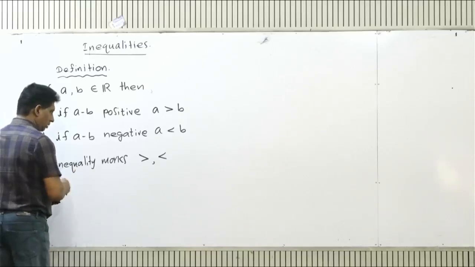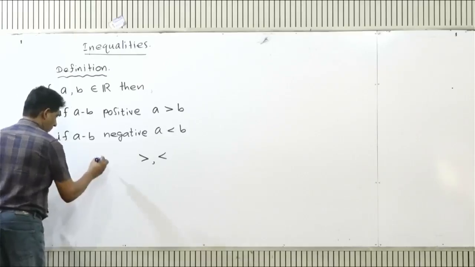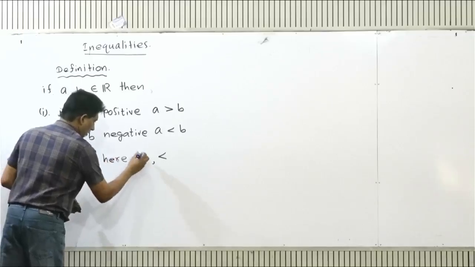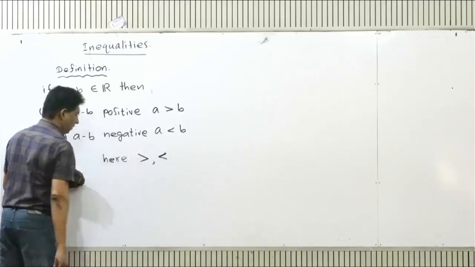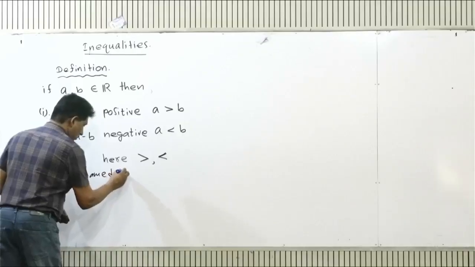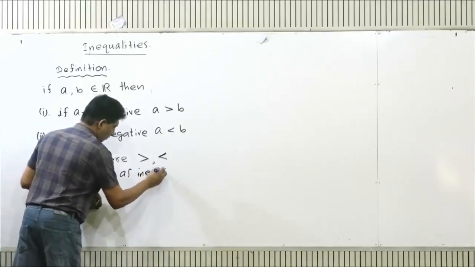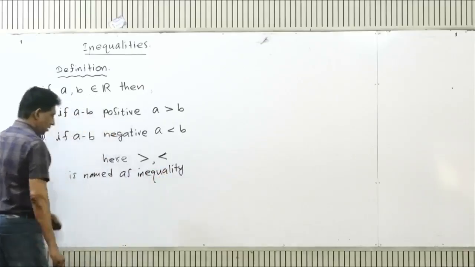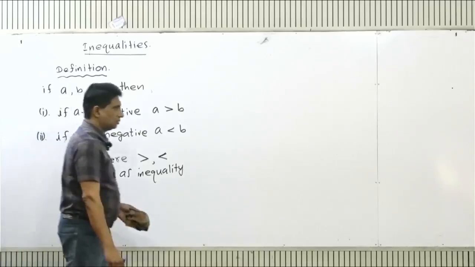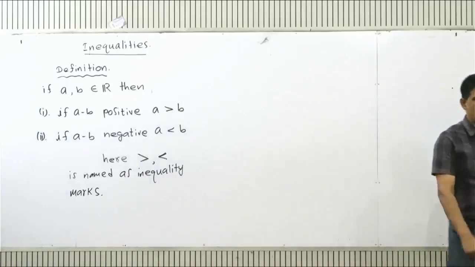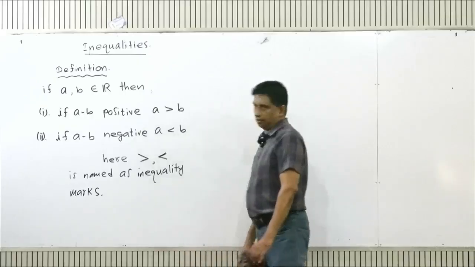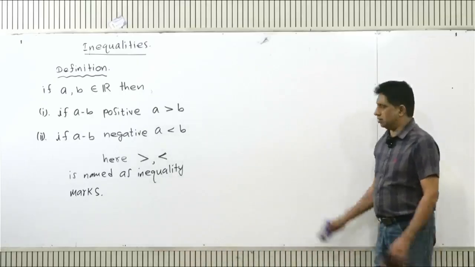Then you have to write here: this inequality mark and this inequality mark are named as inequality marks. Right. This is the definition, right?